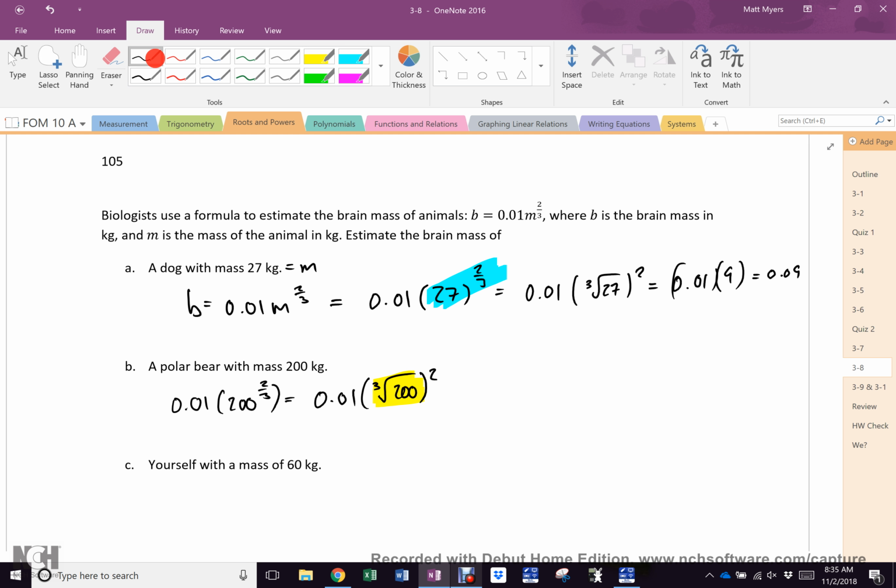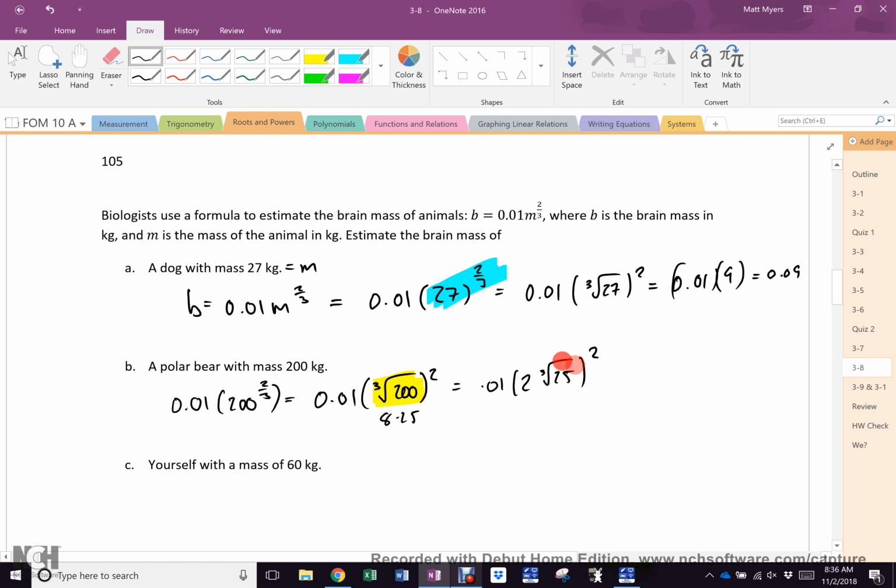You do what we just did 2 worksheets on, yeah? 200 breaks down into what? 2 times 100. No cubes there, right? 100 breaks down into, I'm just going to help you out here, 8 times 25. What's the cube root of 8? 2. So what comes out? 2. So this is really 0.01 times 2 cube root 25 squared. Yes? Everybody still with me?